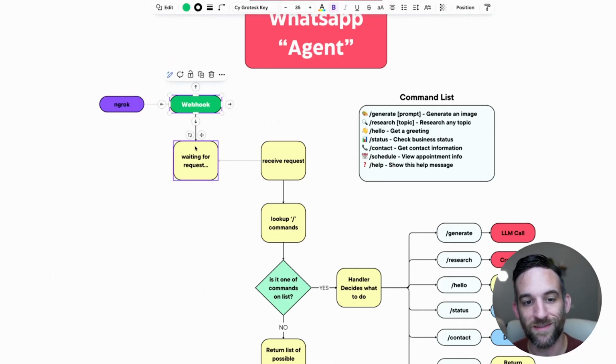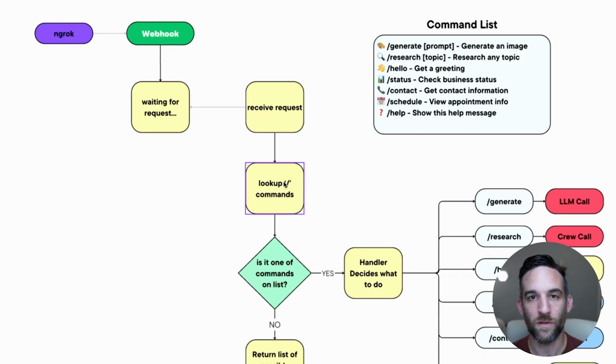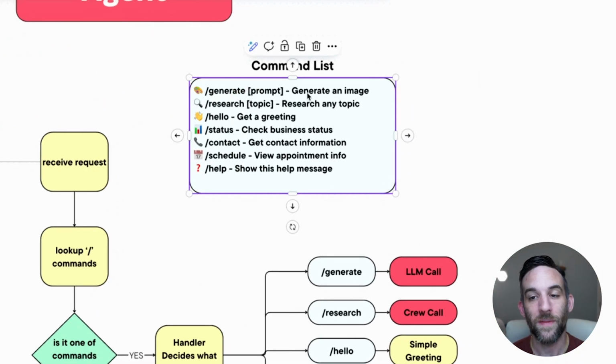And so we have this webhook that's constantly waiting for requests. As soon as it receives a request, what we're going to do is have what they call lookup commands. So we're going to register commands through WhatsApp. And then whenever somebody uses a command, for instance, they say slash generate and then give a prompt, that's going to create that image and then send it back. So we're gonna have a little fun with it today.